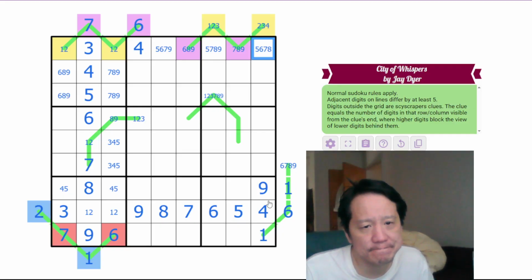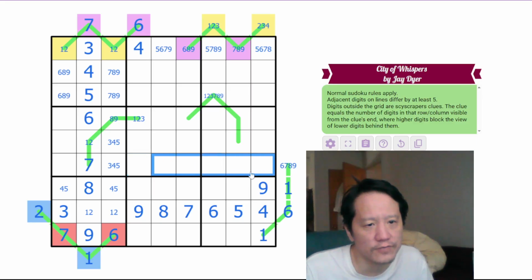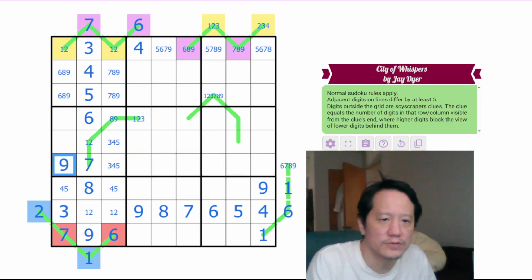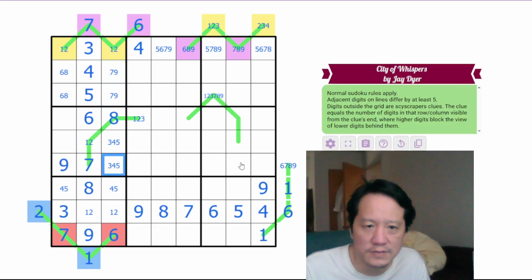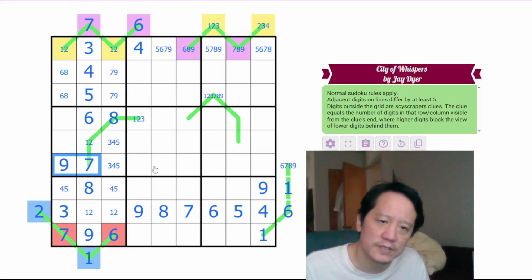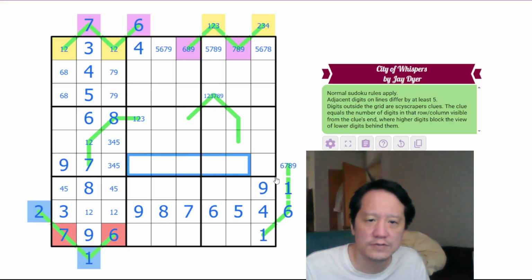But it could see 6 this way. 9 cannot be here, and 9 can't be any of these, so 9 would have to be here. So this would be 9, which would make this 8, which would make this not 8. This is looking like the solution, but... So it sees the 8 in front of this.